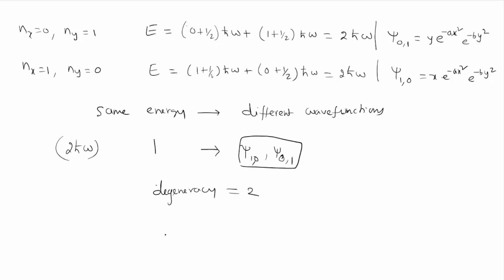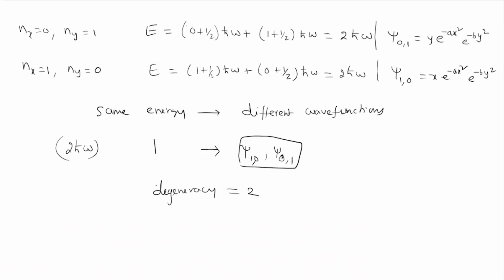Sometimes you will be given a harmonic oscillator in 2 dimensions, even 3 dimensions. Similar arguments go through for 3 dimensions also. Then there will be nx, ny, and nz, 3 integers. And then you're asked, okay, given a total energy, what is the degeneracy of this state? You should be able to count. Okay, so that's the point.